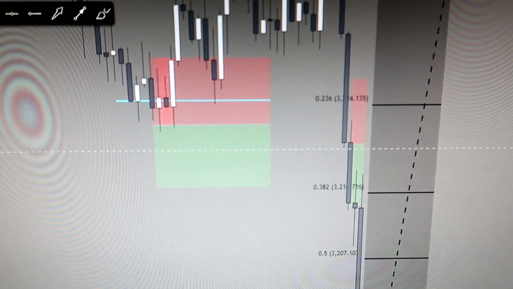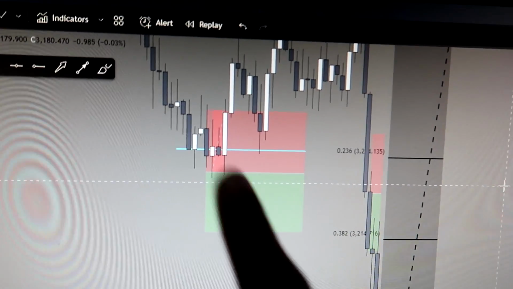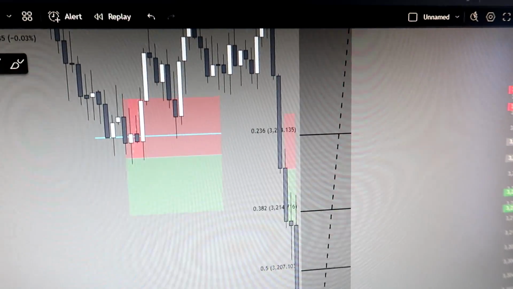This was a trade that I took. Well, I don't know if I told you I took a trade last night and I lost, but I took a trade last night and I lost. That's the trade right there. As you can tell, that's a loss. Now, if we come over here.